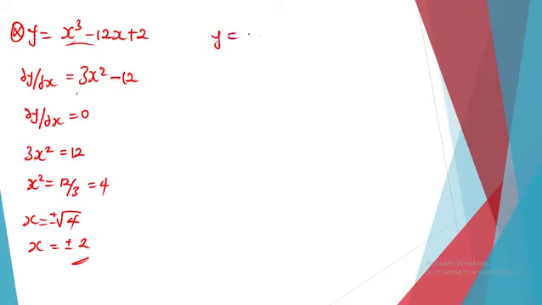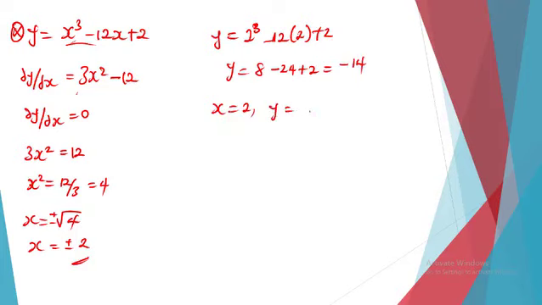Okay, so since x is plus or minus 2, we substitute x to be plus or minus 2 here. Therefore y will be equal to 2 raised to power 3 minus 12 into 2 plus 2. y is equal to 8, minus 12 times 2 is minus 24, plus 2. And what would that give us? Minus 14. So at x equals 2, y is equal to minus 14.